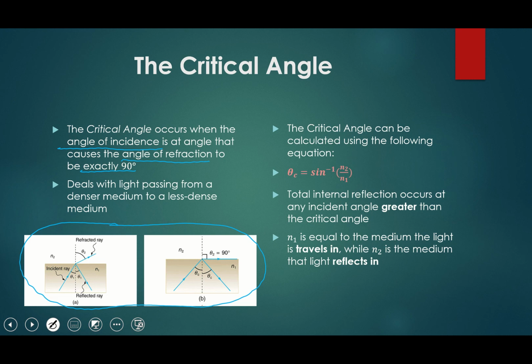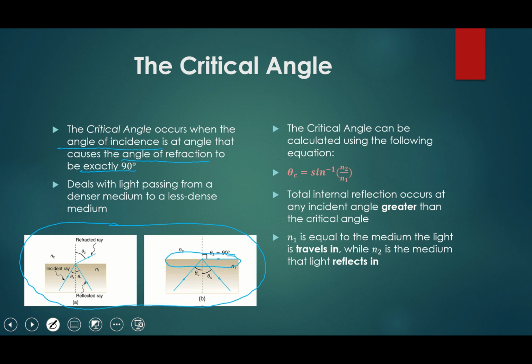In the example on the left, the incident ray is not at the critical angle, and because of this, as light passes through the medium, it's refracted out the other side. However, if the light hits at a certain critical angle, as seen in the example on the right, all the light that would be refracted is actually at a 90-degree angle, perfectly parallel to the edge of the medium.